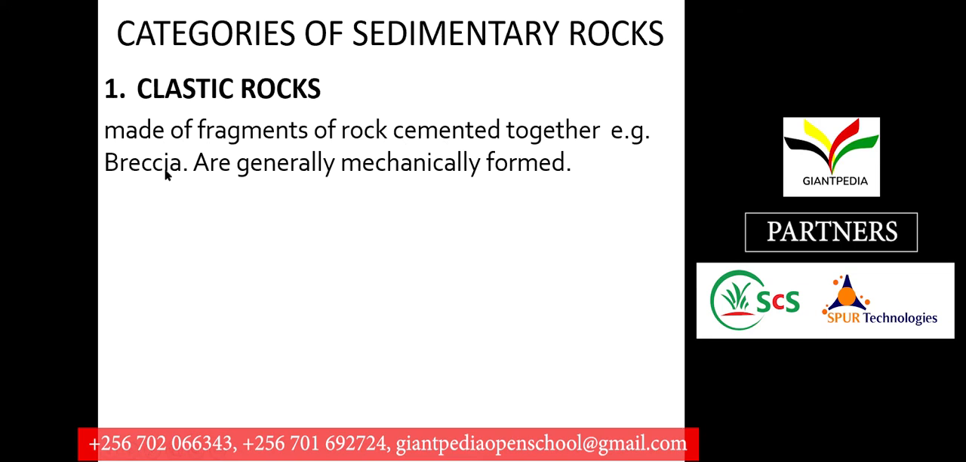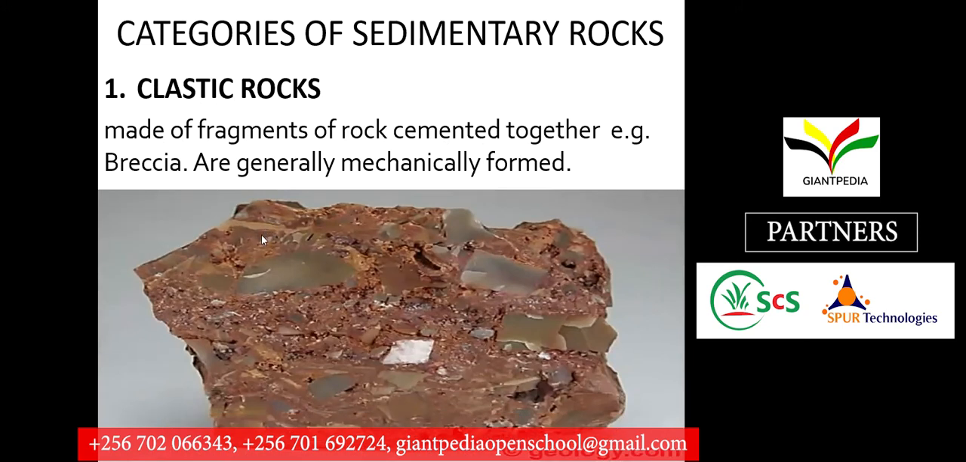Breccia is a clear example of a clastic rock. They are generally mechanically formed. I think all those sedimentary rocks which are formed as a result of sediments being transported and being compressed together to form such kind of material are clastic rocks. So one is clastic sedimentary rocks. The example is the breccia you can see here. You can see the rock fragments, this one, the other one, together.